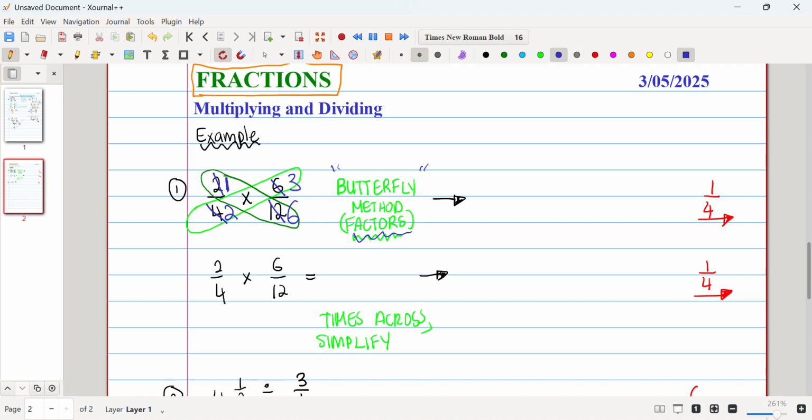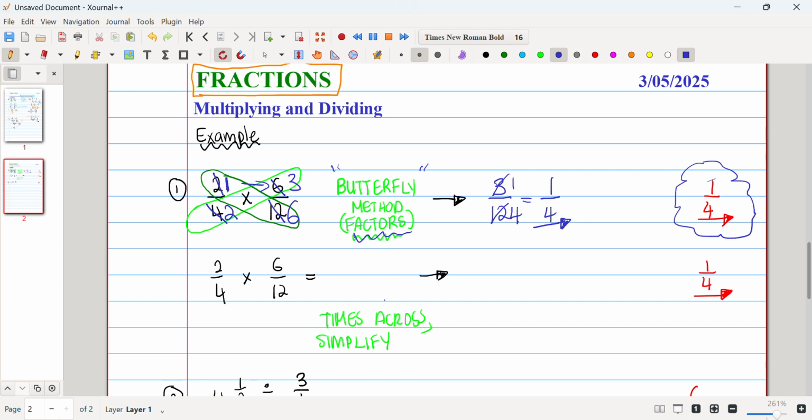And then after this butterfly method, we times across. So 1 times 3 is 3, and across, 2 times 6 is 12. Then we can simplify this even further, if it can be, which it can. The highest common factor between 3 and 12 is 3. So 3 goes into 3 once, and 3 goes into 12 4 times. So our final answer is 1 over 4. I just wrote that here to show us the answer.